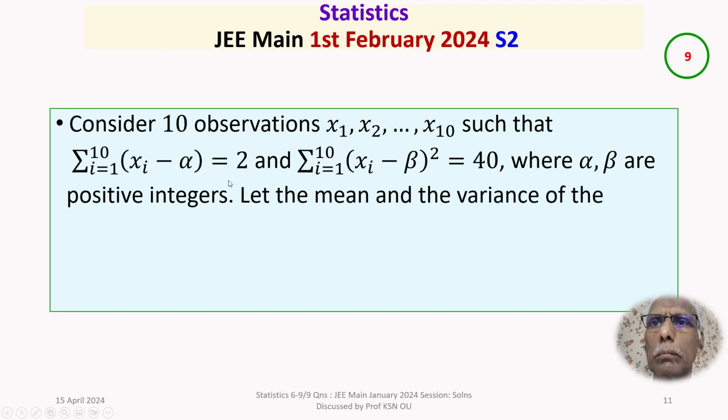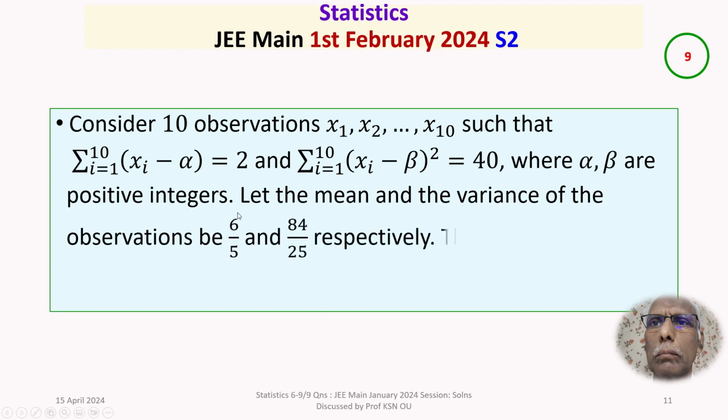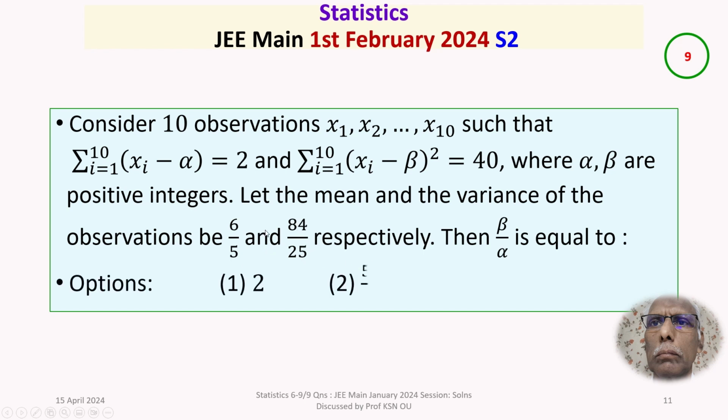Alpha and beta are positive integers. Yes, not just integers, they are positive integers. Let the mean and the variance of these 10 observations be given as 6 by 5 and 84 by 25 respectively. Then we are required to find beta by alpha.